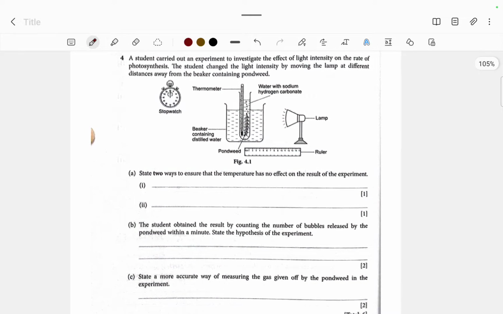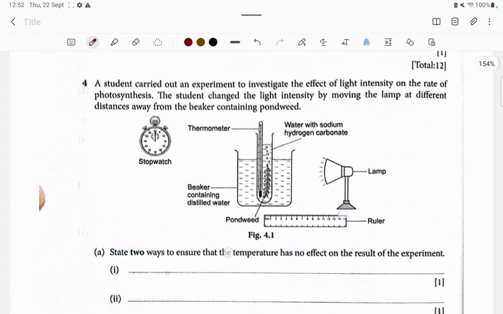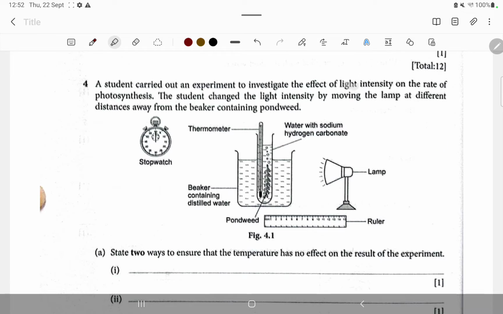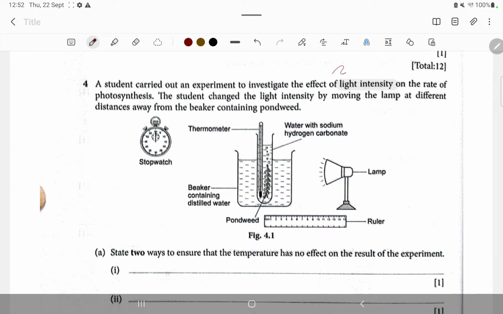So today we are going to discuss number 4 to number 6 of chapter 6 workbook. Okay, let's see number 4. A student carried out an experiment to investigate the effect of light intensity on the rate of photosynthesis. So here you should know that the light intensity is the factor that we want. So this one you can say it as the manipulating factor.